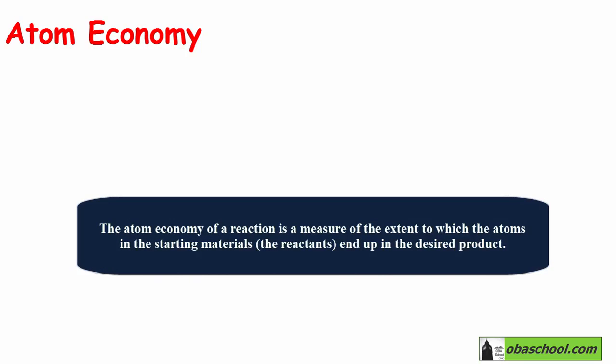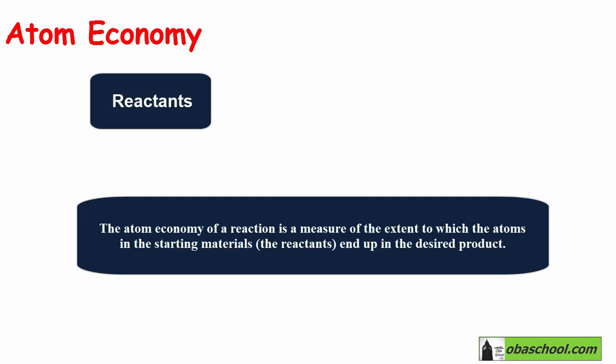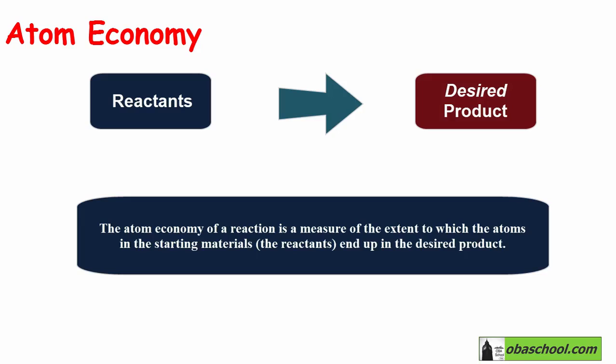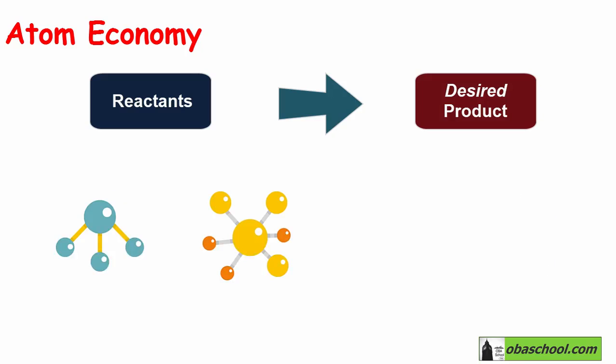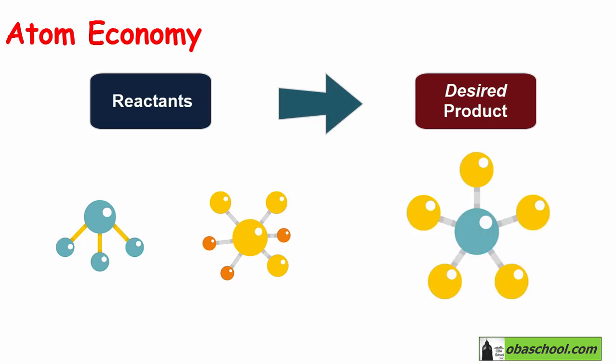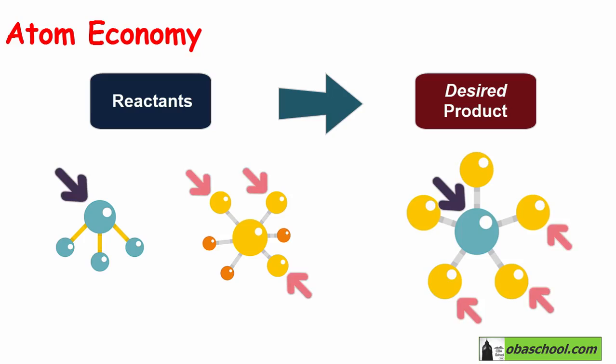The atom economy of a reaction is a measure of the extent to which the atoms in the starting materials, which are the reactants, end up in the desired product. So we know that reactants will react to produce the products. The atom economy is the extent to which the atoms of the reactants will be in the desired product.